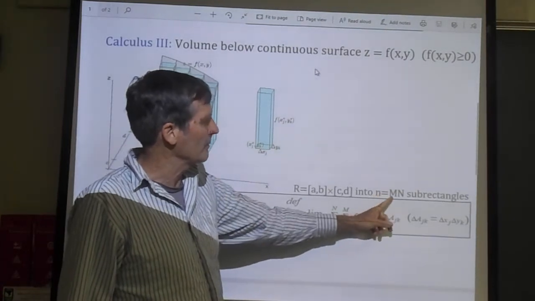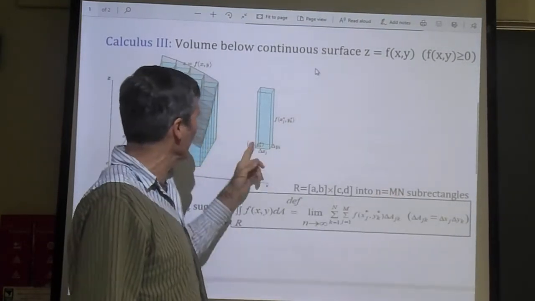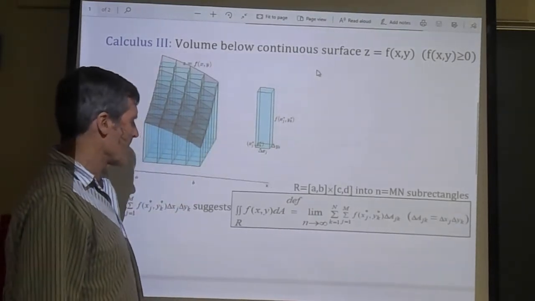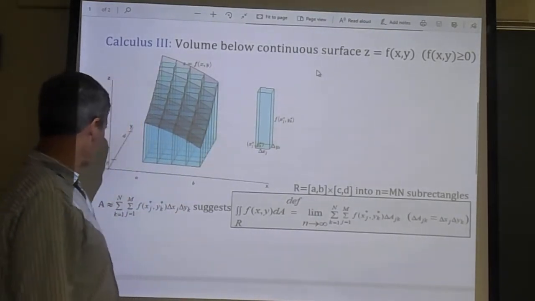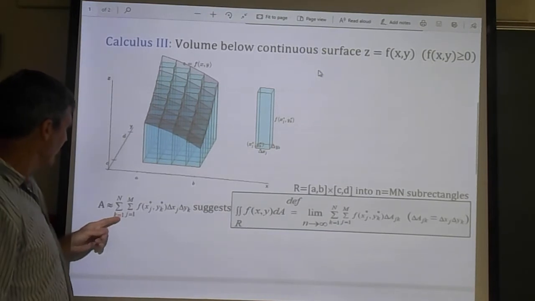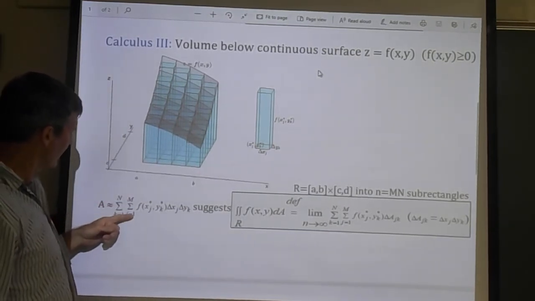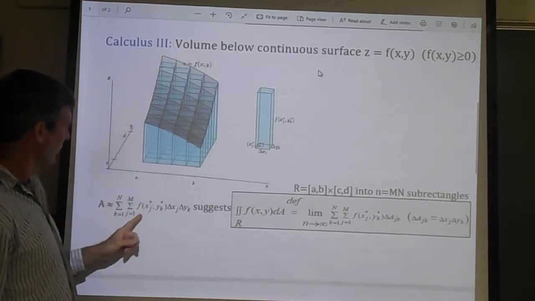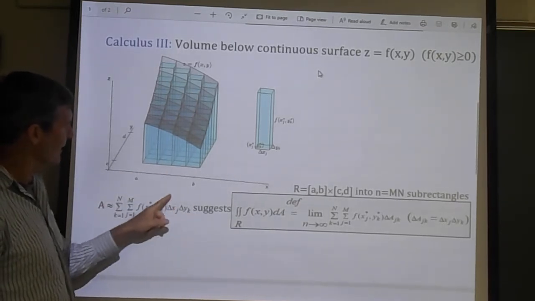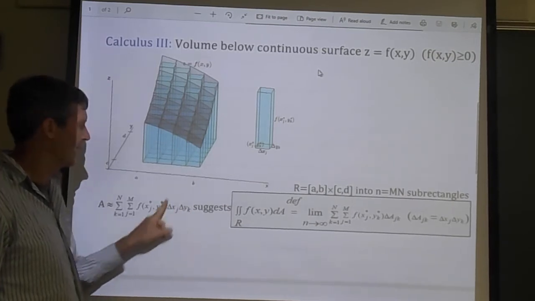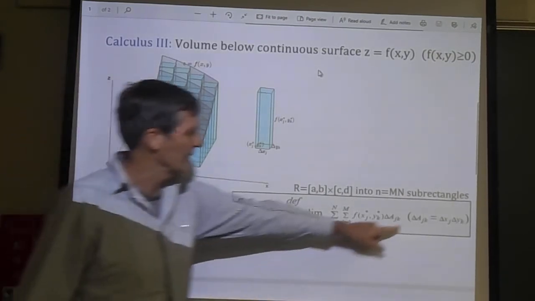Little n equals m times n subrectangles, right? And it's an m by n grid. And so we can take the sum, k going from 1 to n, the number of y increments, j going from 1 to m, the x increments, sum over all these little rectangles of base area, delta xj, delta yk. Sometimes I'll just write this delta a, jk like this.